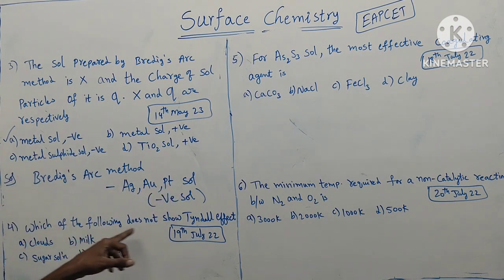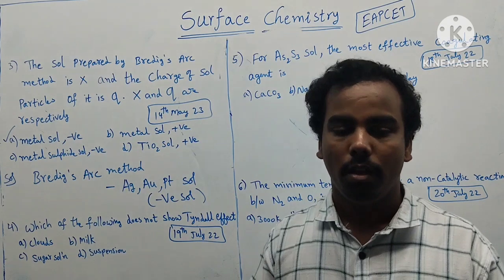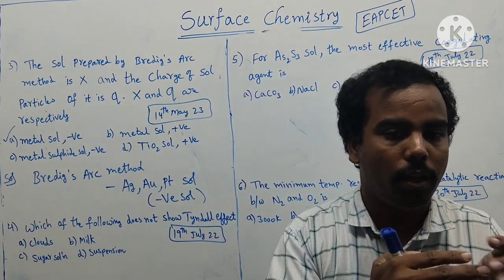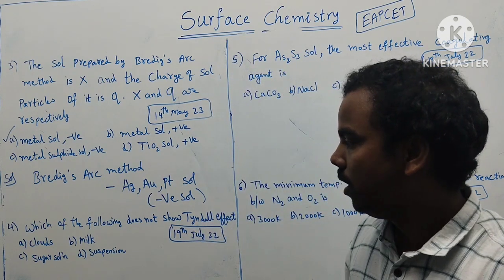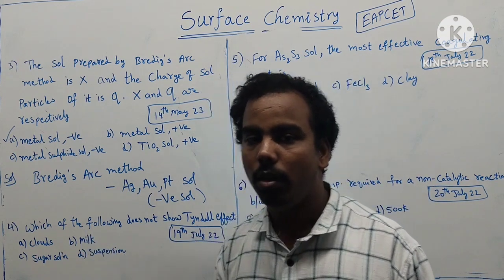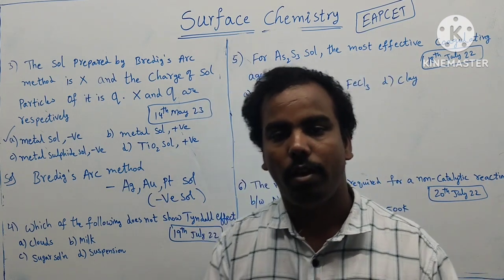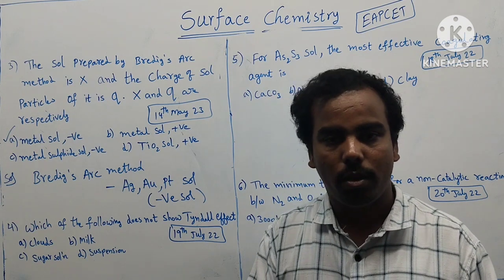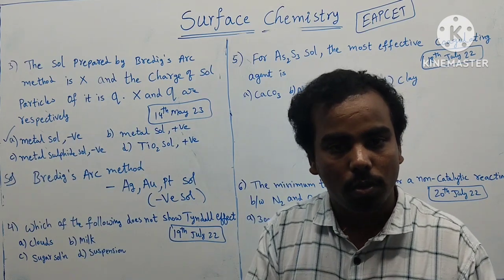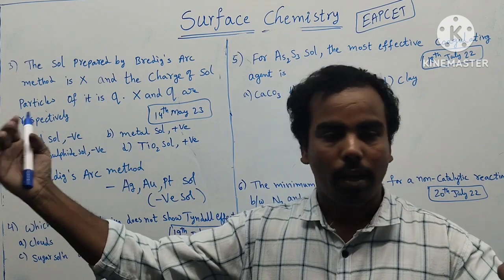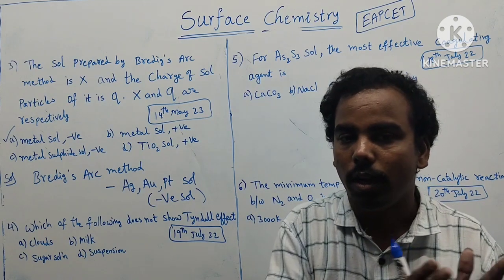The next question is: which of the following does not show the Tyndall effect? Tyndall effect means scattering of light. When light is passed through a solution, if the light is scattered in all directions, that is called the Tyndall effect. It is observed in colloidal solutions. Solutions are of three types: true solution, colloidal solution, suspension. True solutions are pure solutions. When light is passed through a true solution, it goes straight through. That means no scattering takes place.